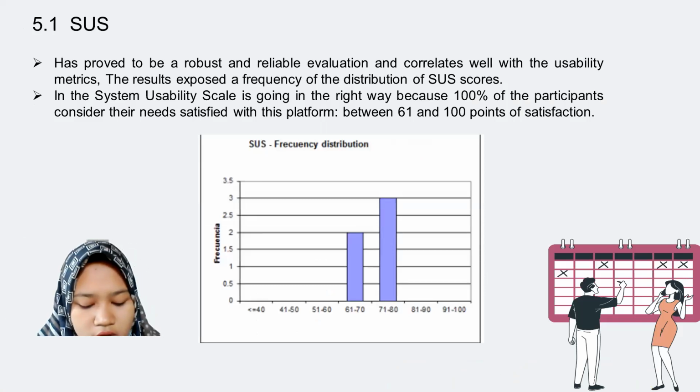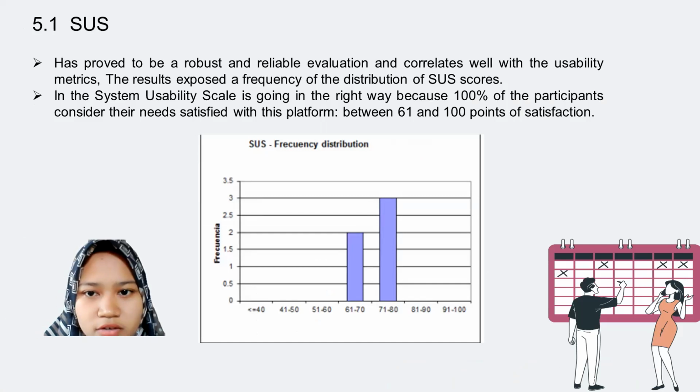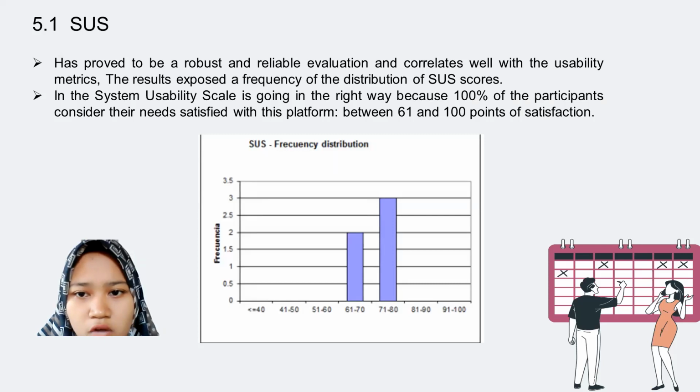SUS, or System Usability Scale, has proved to be a robust and reliable evaluation and correlates well with usability metrics. The result exposed a frequency distribution of SUS scores in the System Usability Scale going to the right. Why? Because 100% of the participants consider their needs satisfied with this platform, between 61 and 100 points of satisfaction.